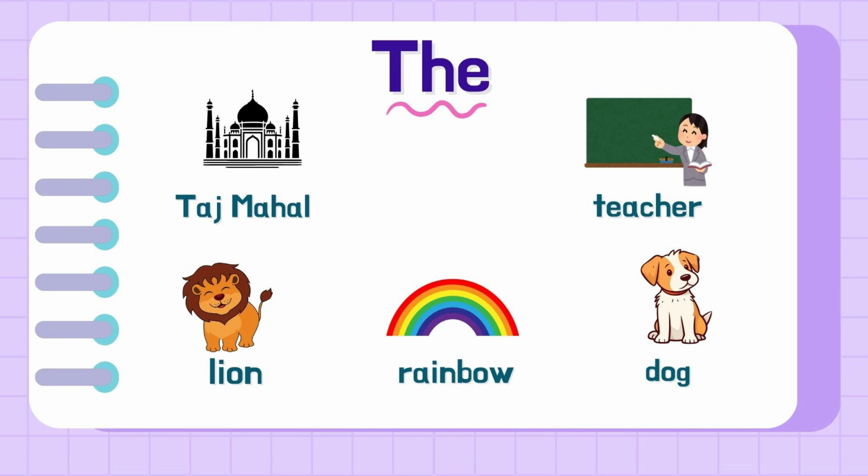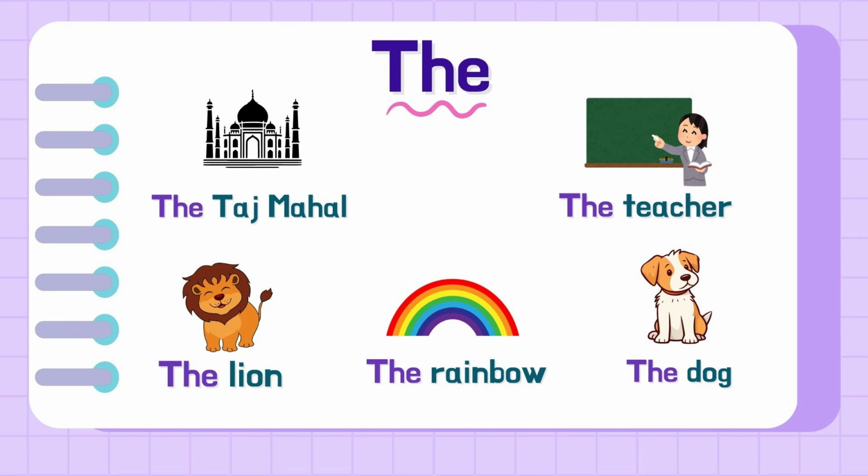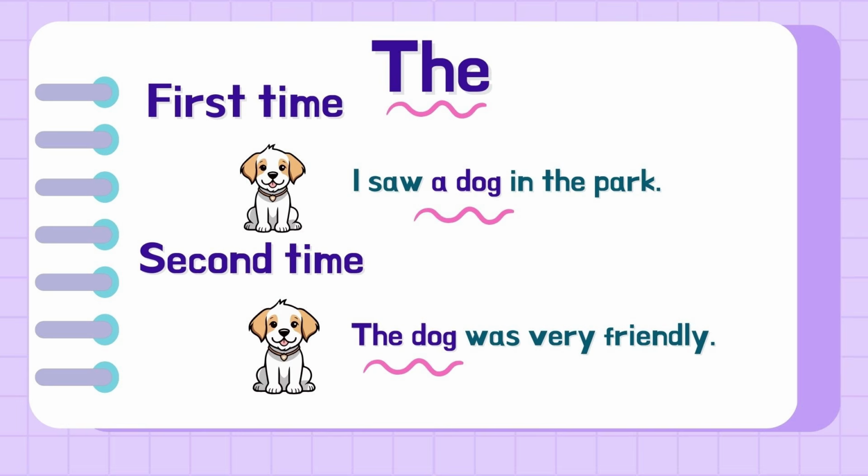Taj Mahal, teacher, lion, rainbow, dog. These are special or specific, so we use the. The Taj Mahal, the teacher, the lion, the rainbow, the dog.